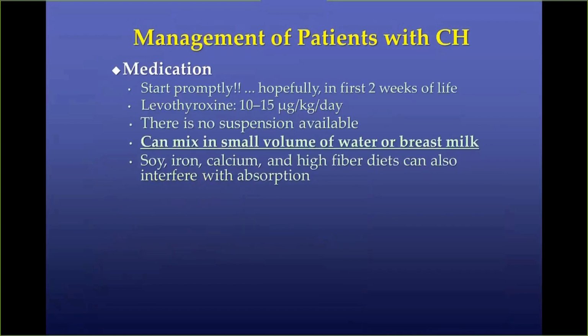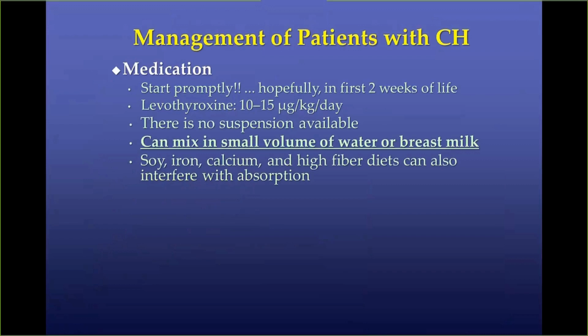Medication: it's important to start as soon as possible, even in the first 2 weeks. But as I mentioned, 4 to 6 weeks will be the last kind of deadline for starting Synthroid or thyroid hormone replacement. And the dose is usually 10 to 15 micrograms per kg per day. It's usually tablets. There is no suspension available. You have to mix it with a small volume of water or breast milk, and then give it to the baby. You should avoid giving it with soy, iron, calcium, or high fiber diets, because that could interfere with the absorption of the thyroid hormone.